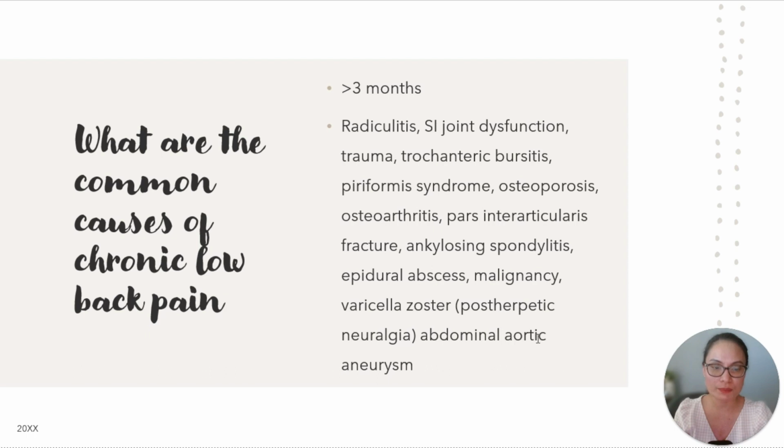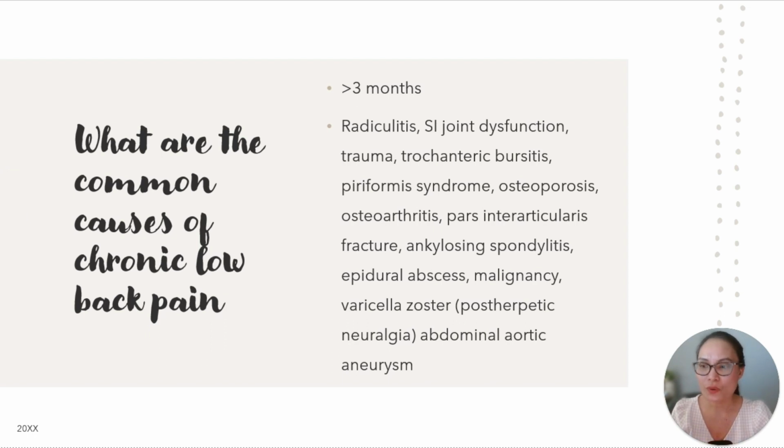Varicella zoster, so post-herpetic neuralgia, and abdominal aortic aneurysm. The abdominal aortic aneurysm symptom is severe: a sudden, intense pain in the abdomen that radiates to the back, described as a whipping, tearing pain, and this is an emergency.